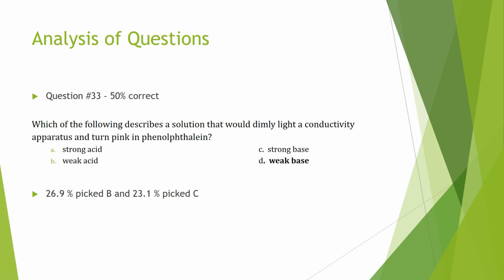Not a lot of people picked A, but they either knew it was an acid, or they knew that it was weak because of the dimly lit conductivity apparatus, or they knew it was a base because of the phenolphthalein. The ones that got it correct knew that it was a combination of those. So the most picked answers were B and C if they were incorrect.